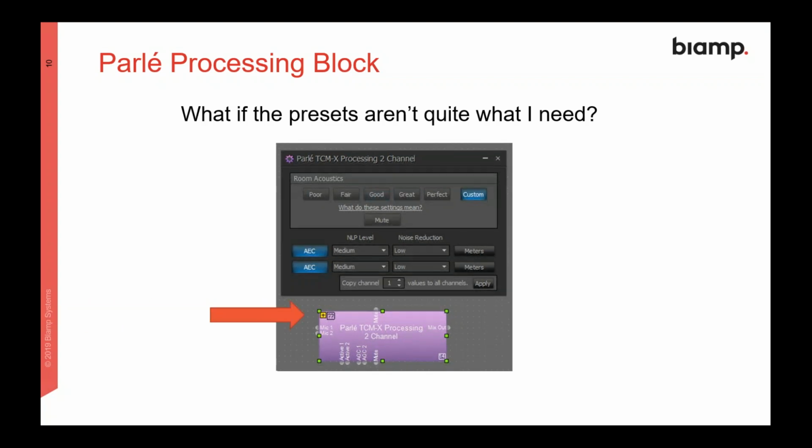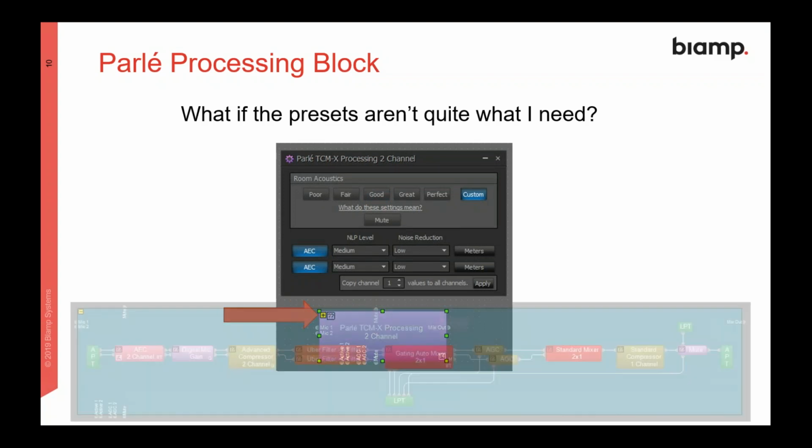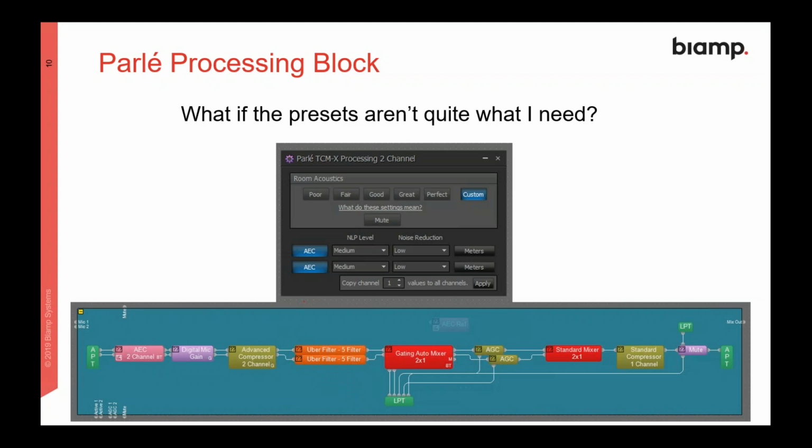And when you select custom, you get a little plus sign on the block itself, which allows you to open that block up and get access to all of the internal processing. So if you're familiar with Tessera and the processing library that we've used in the past, it's very similar to that, except you can't edit this, you can't add blocks, delete blocks, or change any of the wiring inside this block. It's all fixed, but you can access all of the DSP settings to adjust things to meet your needs.